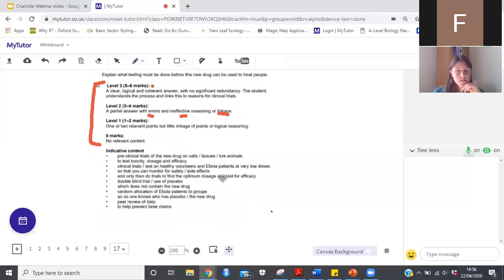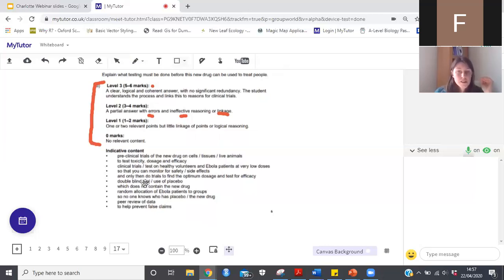Then they've given a list of indicative content. So they've said that preclinical trials of the new drug on cells, tissues, or live animals. So that's the preclinical stage of the testing before we move on to humans. To test toxicity, dosage, and efficacy. So whether the drug works, whether it's toxic, whether it has any side effects, and what dose we should use. Then you move on to clinical trials for testing on healthy volunteers at low doses, so that you can monitor for safety or side effects. And only then do you do trials to find the optimum dosage and test for efficacy, so whether it works at what dose.